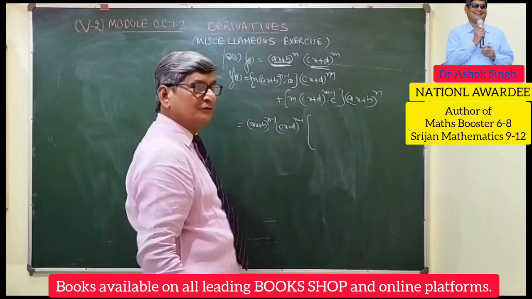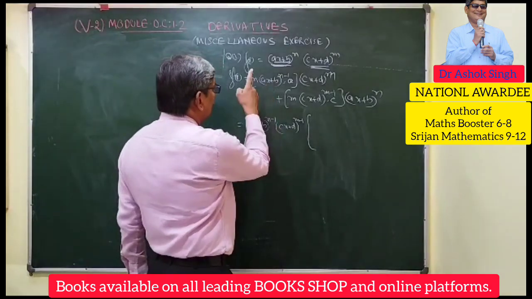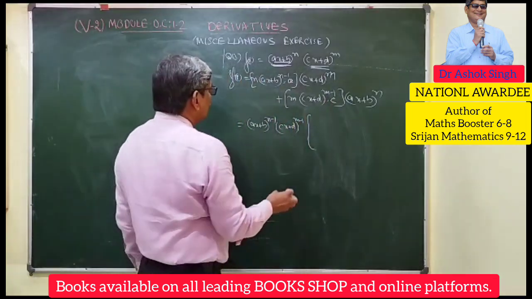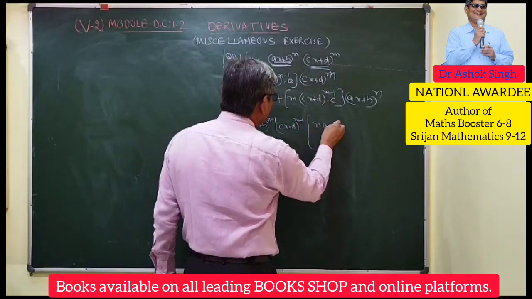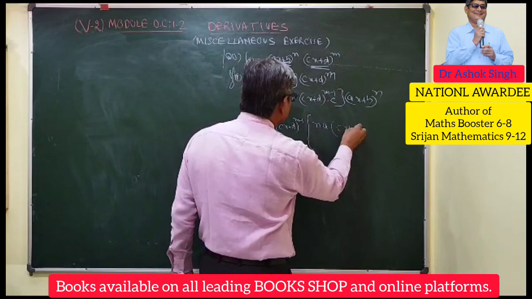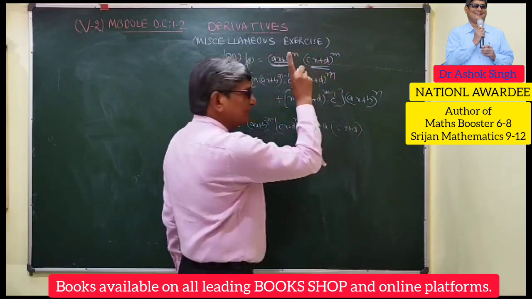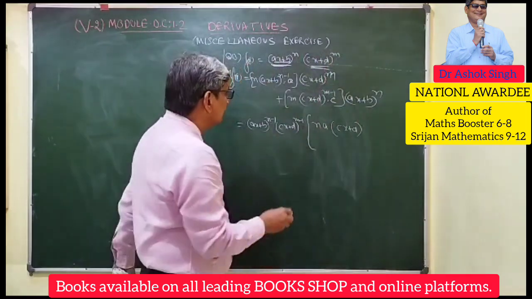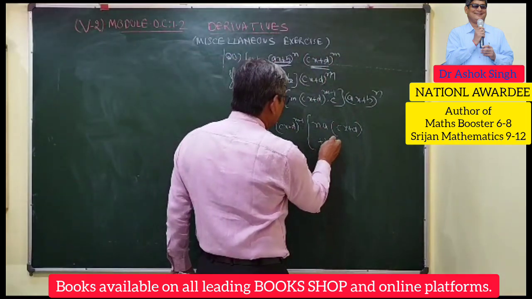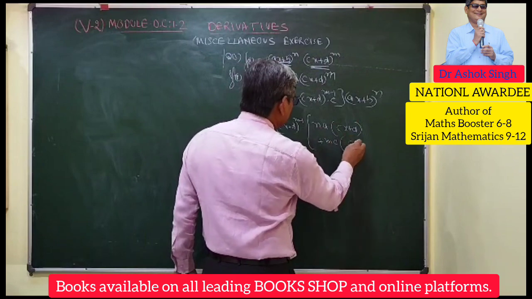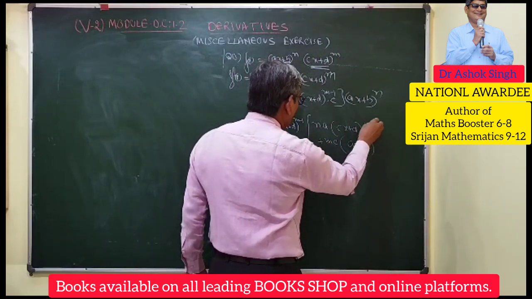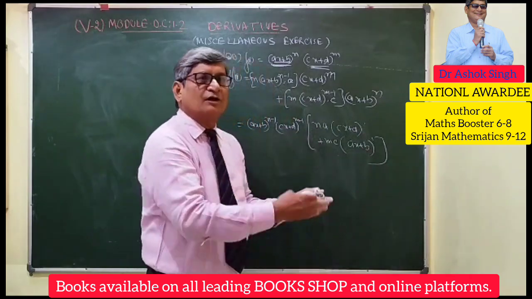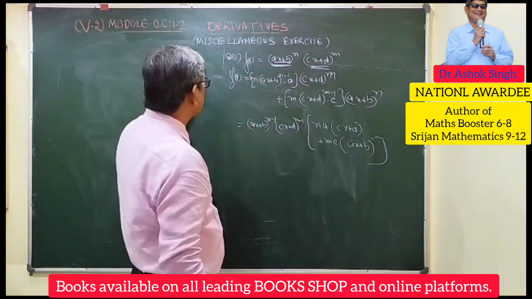Now what is left? This one you have taken out. From here you have taken (cx plus d) to the power m minus 1. So you are left with n a inside the bracket (cx plus d) power 1, because here m minus 1 and 1 is there. Second case you are having m into c inside the bracket (ax plus b) power 1. It's like this. Now just simplify, put all x together, constant term together, you get the answer.